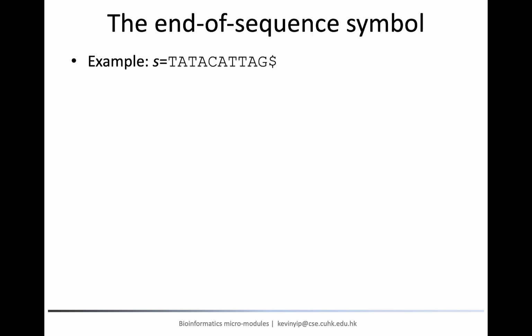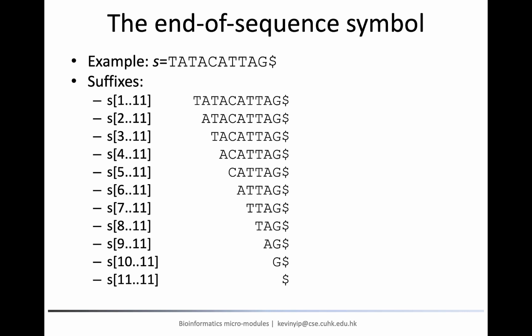To deal with this issue, let us introduce a special end of sequence symbol $. For the remainder of this micromodule and the coming ones related to short read alignment, we will always add this $ symbol to the end of the reference sequence. With this symbol added, we now have a more natural way to represent all suffixes of S, which are S[1..11], S[2..11], and so on, all the way to S[11..11], and this last case represents the empty string.